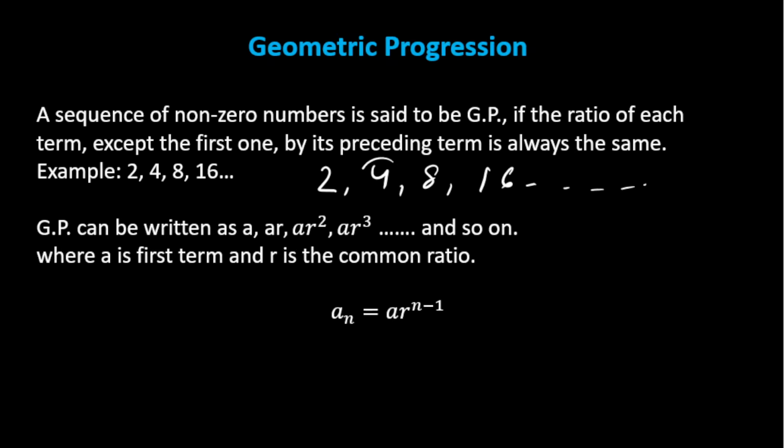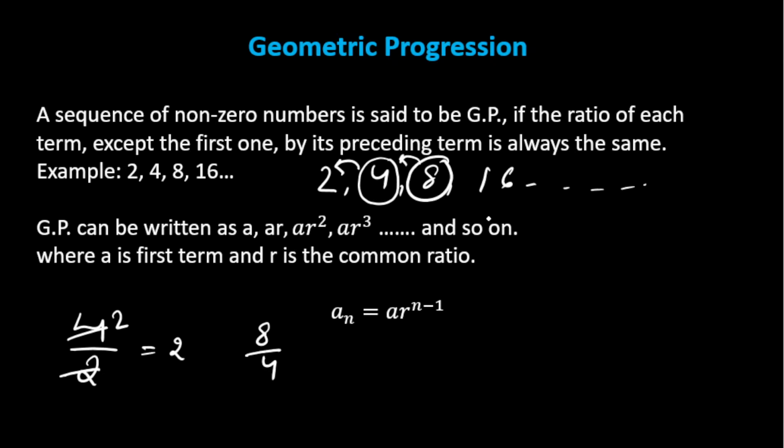If I divide each term by its previous term, like 4 divided by 2, because 4's previous term is 2, I get 2. Then if I divide 8 by 4, I get the same answer. In the same way, 16 divided by 8, what answer will I get? Again I get 2.